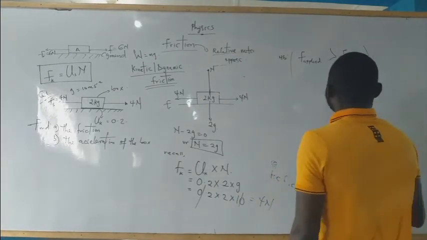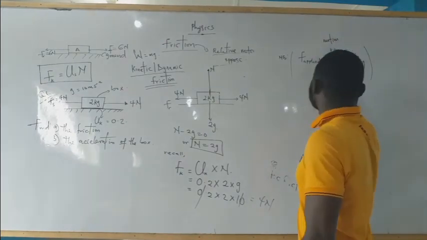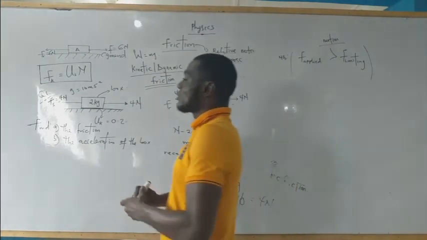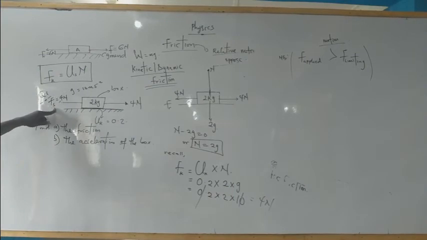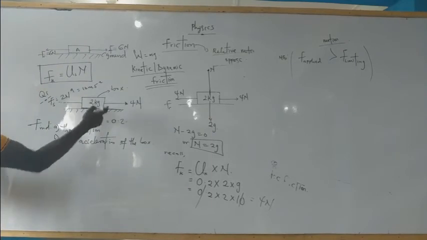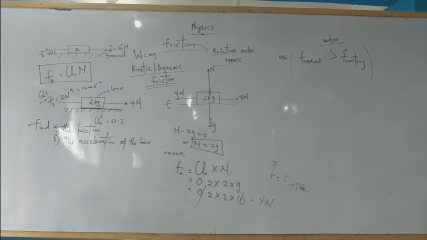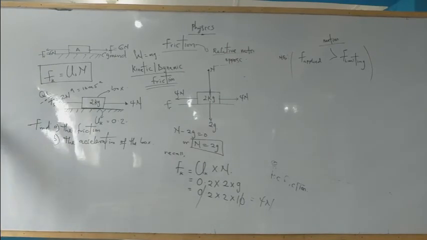Then what will happen? It means that the body is in motion when the force applied is greater than the limiting force. Let's say for instance that this is 1 Newton or 2 Newton. This body will move, because the applied force is greater than the limiting force. Then the body will move, or the box will move.